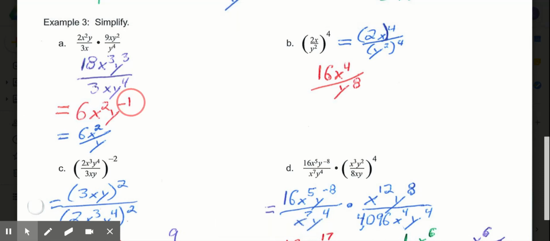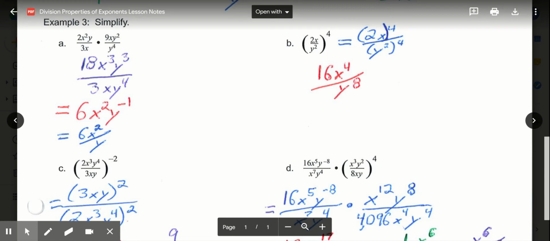So right now we have 6x squared, y to the negative first. Now we don't want that negative 1 with the y, so we can move that to the bottom of our fraction to get rid of the negative power. So we end up with 6x squared over y.